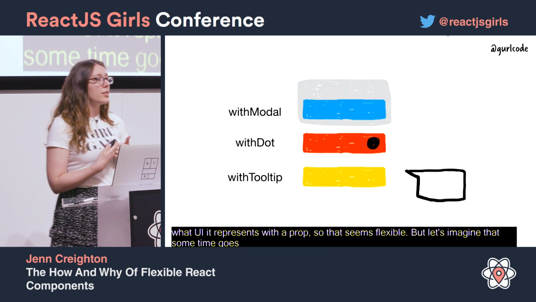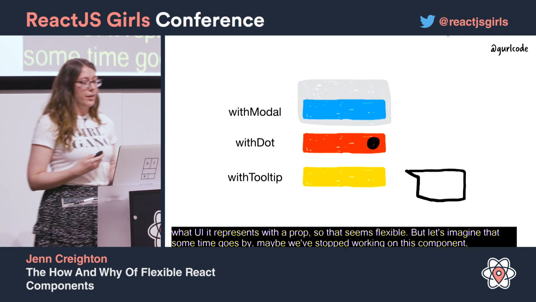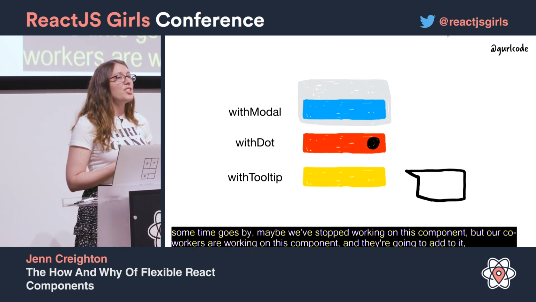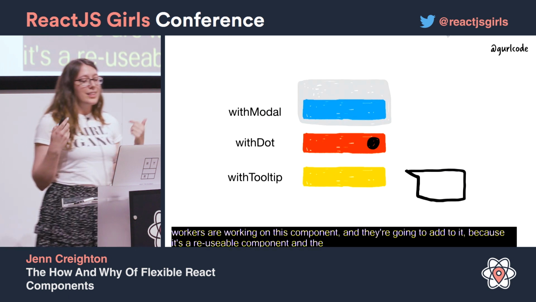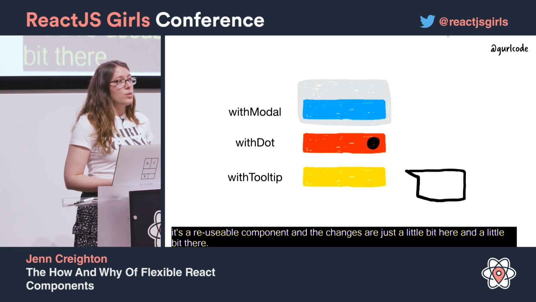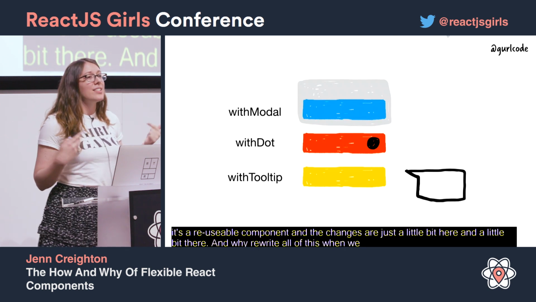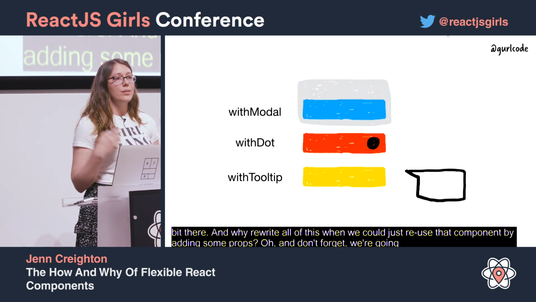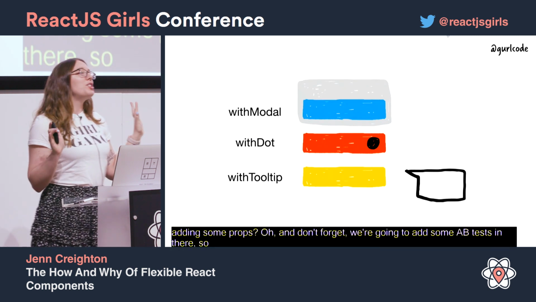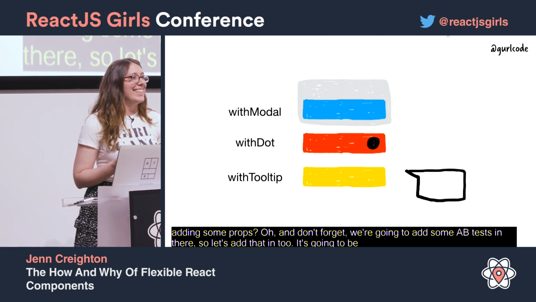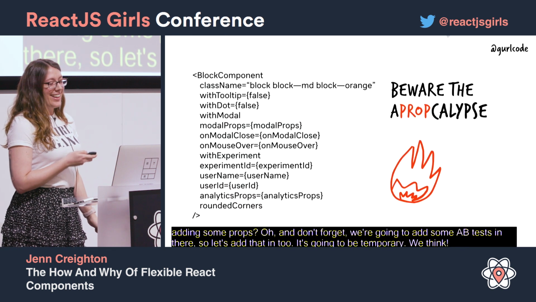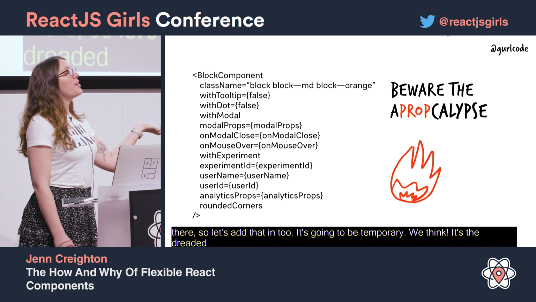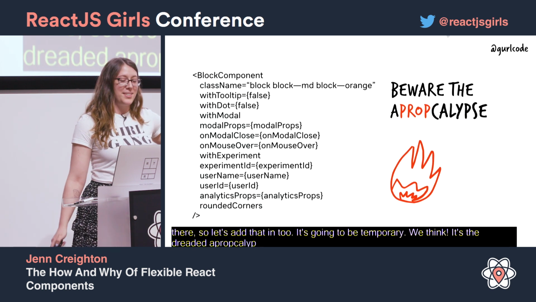Maybe we've stopped working on this component, but our coworkers are working on this component. And they're going to add to it because it's a reusable component. And the changes are just a little bit here and a little bit there. And why rewrite all of this when we could just reuse that component by adding some props? Oh, and don't forget, we're going to add some A/B tests in there. So let's add that in too. It's going to be temporary, we think. It's the dreaded apropcalypse. Our simple block component is now overrun with props.